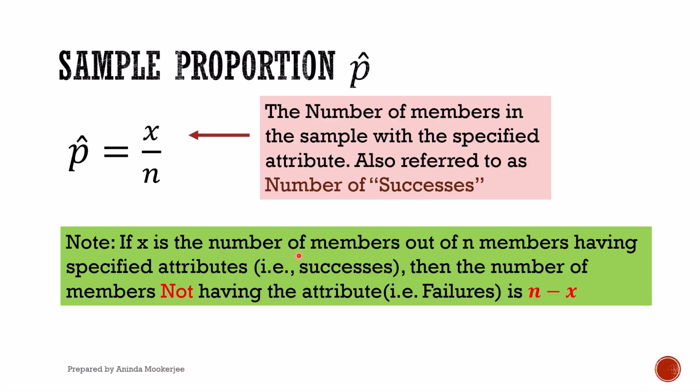And if x is the number of members out of n meeting the specified attribute, representing the success, then the number of members not meeting the attribute would be n minus x, the total sample size minus the number of members that met the attribute, right? So n minus x, and then, like we said previously, you can calculate the proportion of failures using the formula n minus x divided by n, all right?